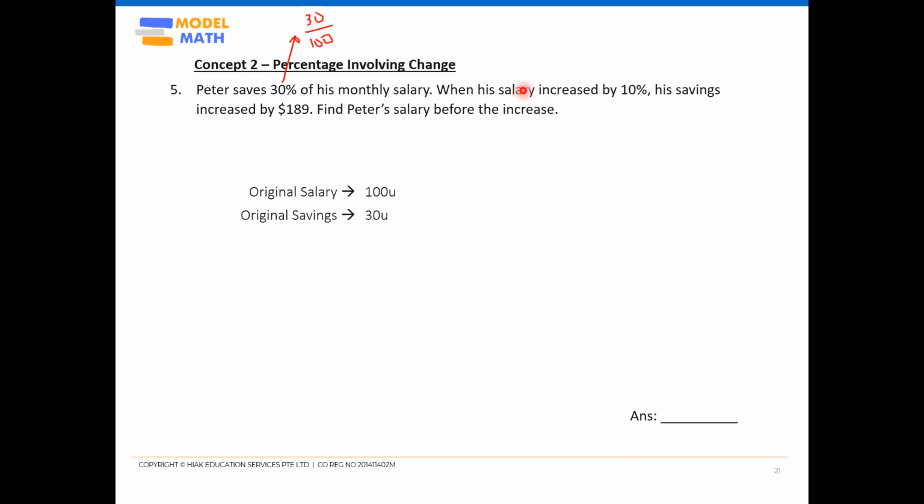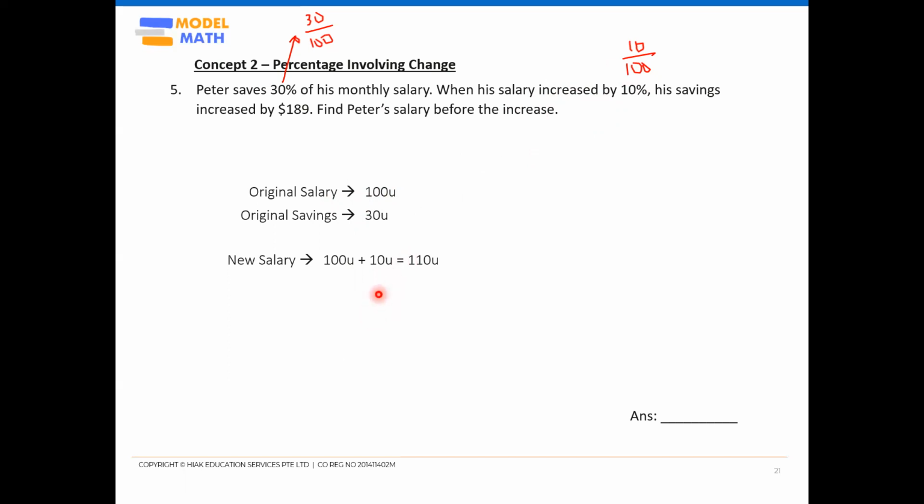Now, with this, I am going to find out the figures after the increase. After the increase in salary, we call this the new salary. So when his salary increased by 10%, meaning from the original 100 units, it's going to increase by another 10 units, because this is 10 out of 100, and that 100 belongs to the original salary. So now you can safely take 100 units plus 10 units to find the new salary, which is 110 units.